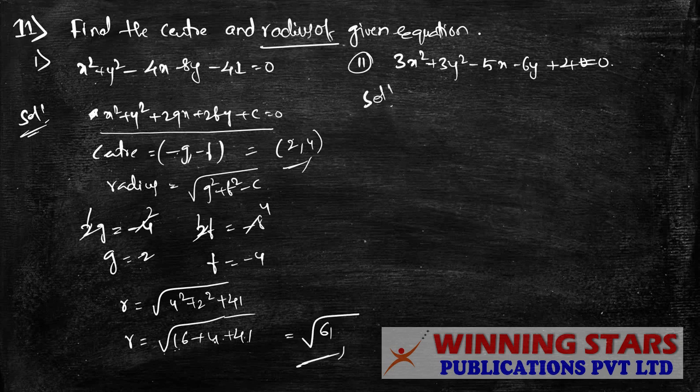Now the solution is the same here, but we have to divide the total equation by 3, because we have to make it into the x square plus y square form. So x square plus y square plus 5 by 3 x minus 6 by 3 y plus 4 by 3 is equal to 0.